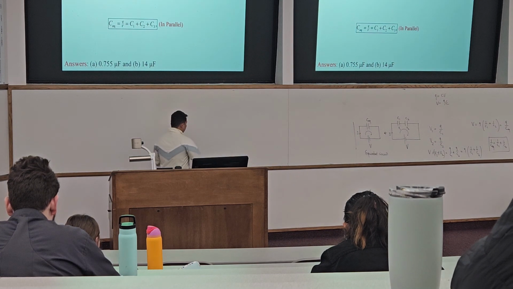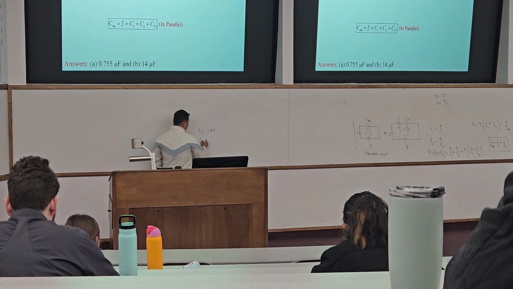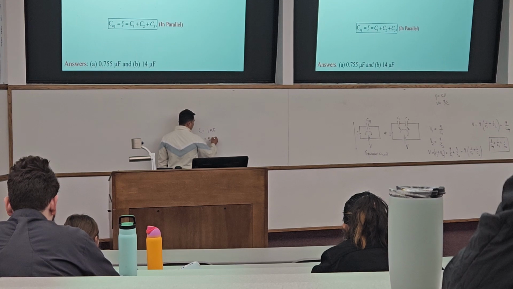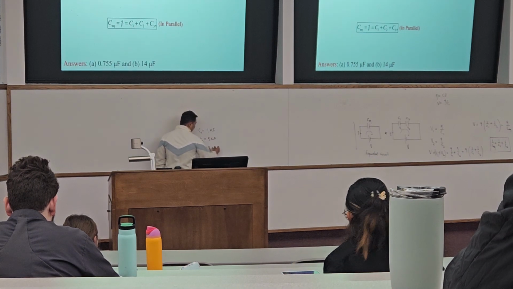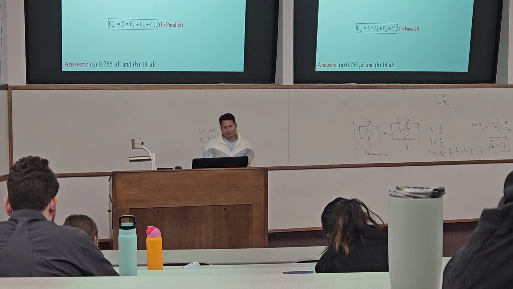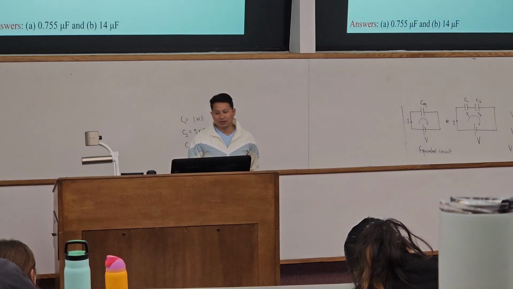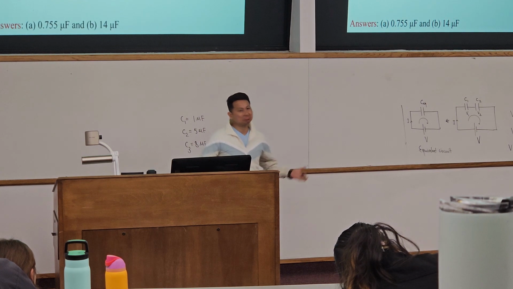You have three capacitors. I just put C1, C2, C3. C1 equal to 1 microfarad, C2 equal to 5 microfarad, C3 equal to 20 microfarad. And it's asking, what is the total capacitance? Some people say total also. It's the same thing as the equivalent capacitance, if they are connected in series and if they are connected in parallel.